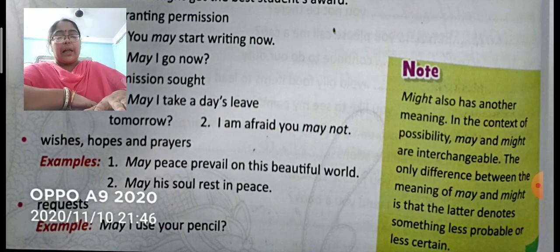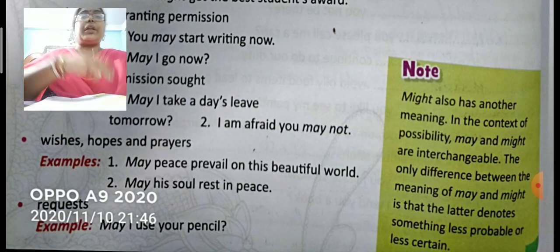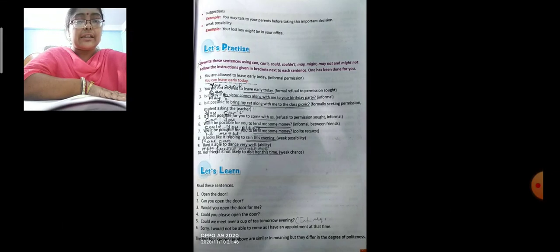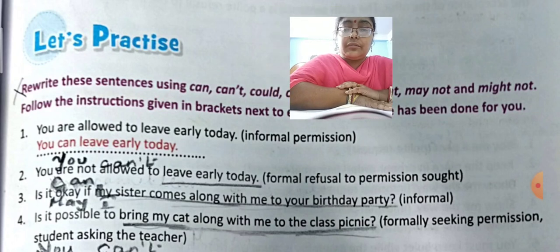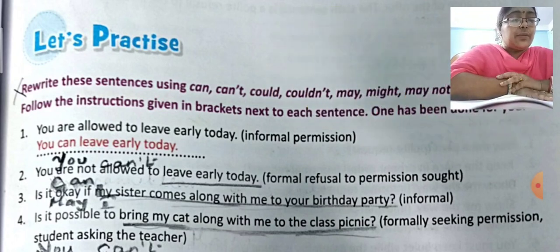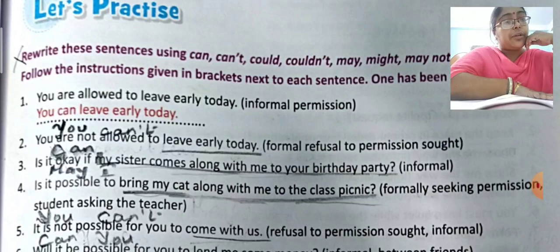Okay, children. Now coming down here, let me go to your exercises. The first one. You are allowed to leave early today. It's given there, informal permission. How will you write? You can leave early today. Now the next. You are not allowed to leave early today. What will you write in a formal refusal? You cannot leave early today. So, what is given in the question first? Rewrite the sentences using can, can't, could, couldn't, may, might, may not and might not.